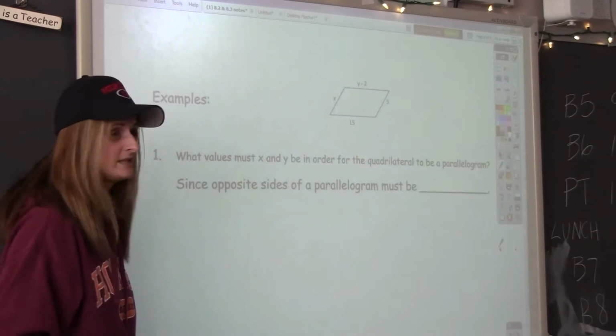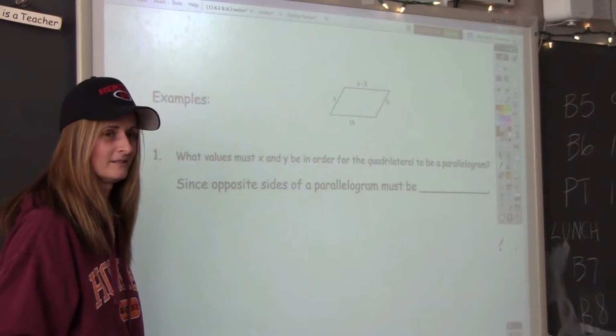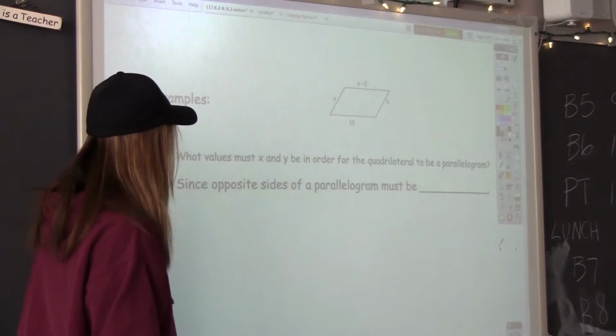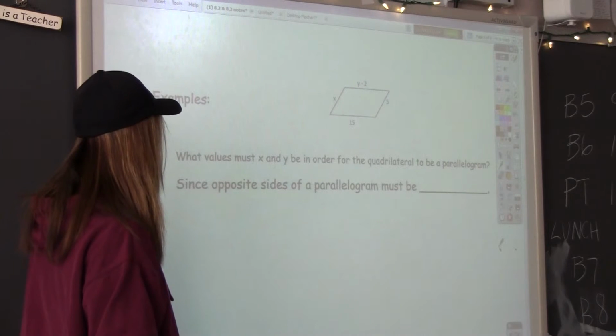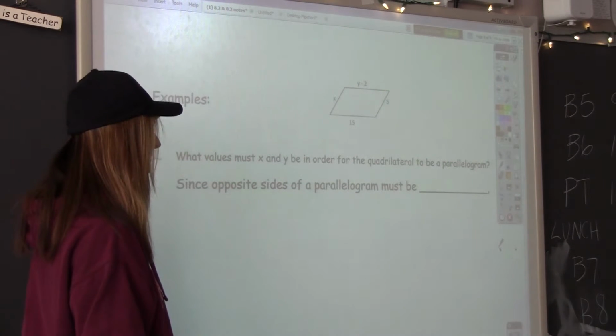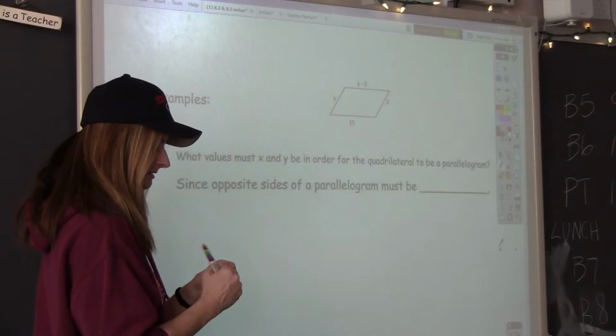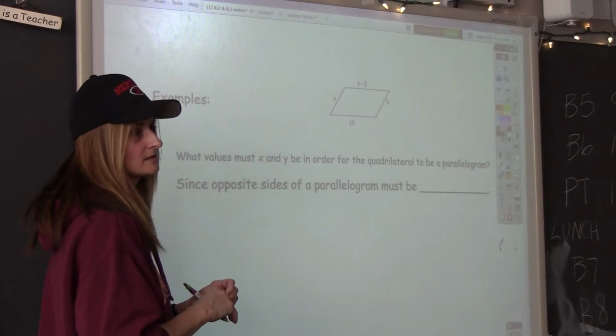Okay. Have you done this yet? What values must x and y be in order for the quadrilateral to be a parallelogram? Since opposite sides of a parallelogram must be opposite sides.